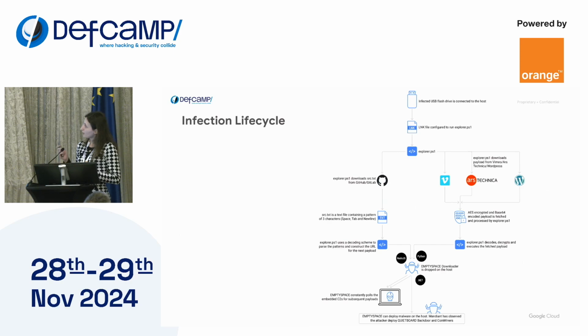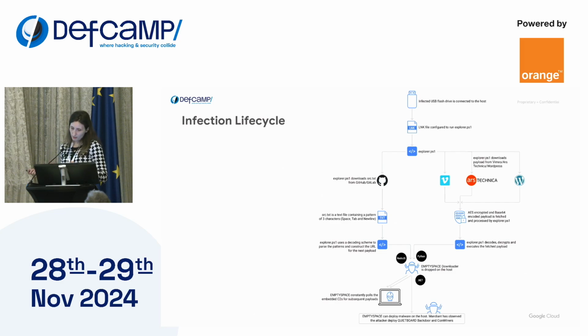Next, we have here the full infection chain that I can finally show it to you. It starts with the infected USB drive, then the user clicks on the LNK file that triggers the PowerShell script. On the left-hand side, you have the older domain, the older infection chain where the intermediary payload was hosted on GitHub or GitLab. And it was using the custom decoding scheme to obtain the final payload from where EMPTYSPACE was downloaded.